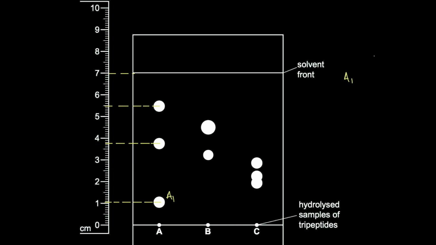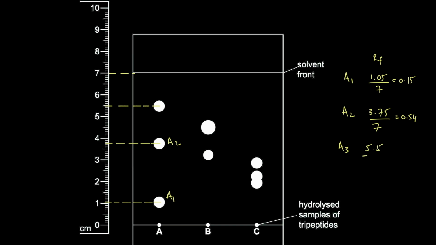So for A1, the RF value is the distance traveled, that's 1.05 divided by 7. So we get 1.05 divided by 7, which is 0.15. For A2, that's the second drop, the distance traveled is roughly 3.75 divided by 7. So the RF value, 3.75 divided by 7, is 0.5357. So that's 0.54. And then for A3, the RF value is around 5.5 divided by 7.